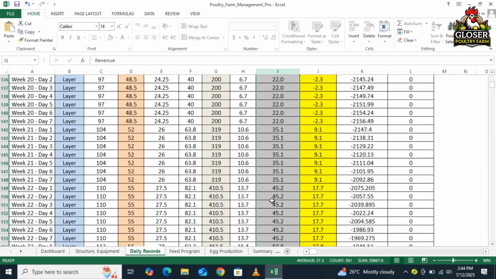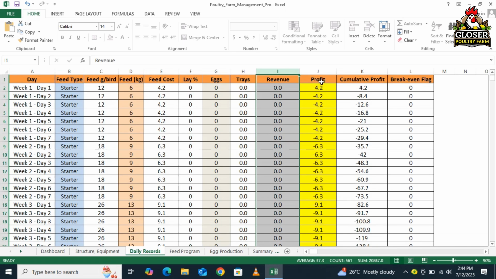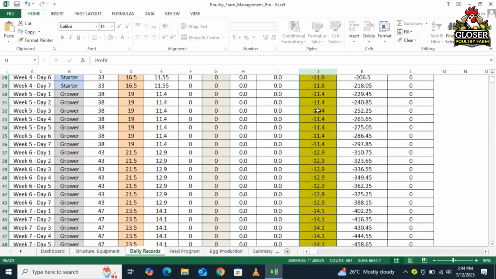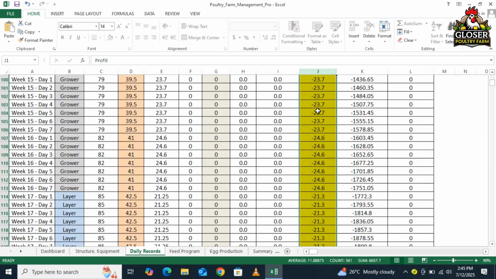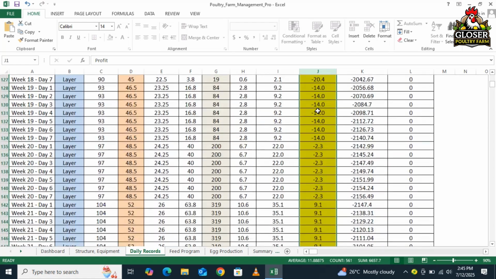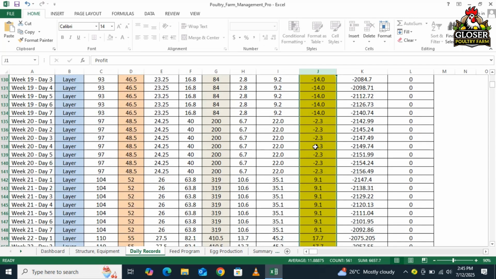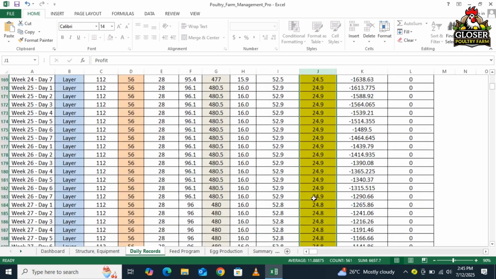Next, we look at daily profit. This is how much money you actually make each day after subtracting your costs. The tool calculates your daily profit by taking your daily revenue and removing all daily expenses like feed cost and any miscellaneous costs. If your revenue is higher than your expenses, then you have a positive daily profit. If it's lower, then you're making a loss that day. Seeing this figure every day helps you stay aware of how your farm is doing financially without guessing.